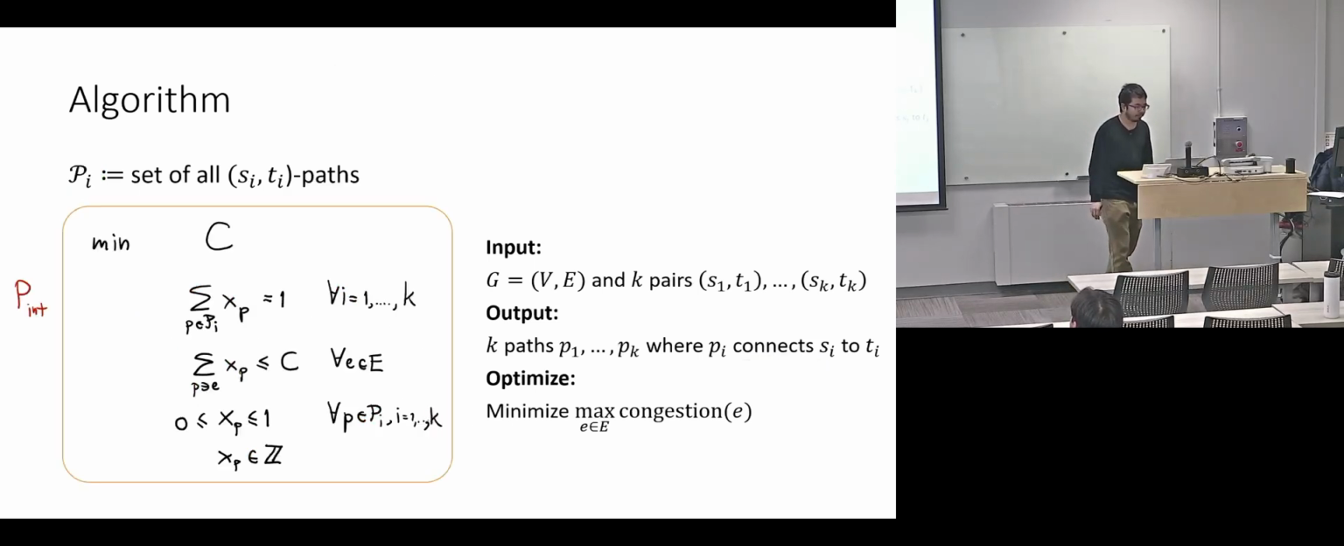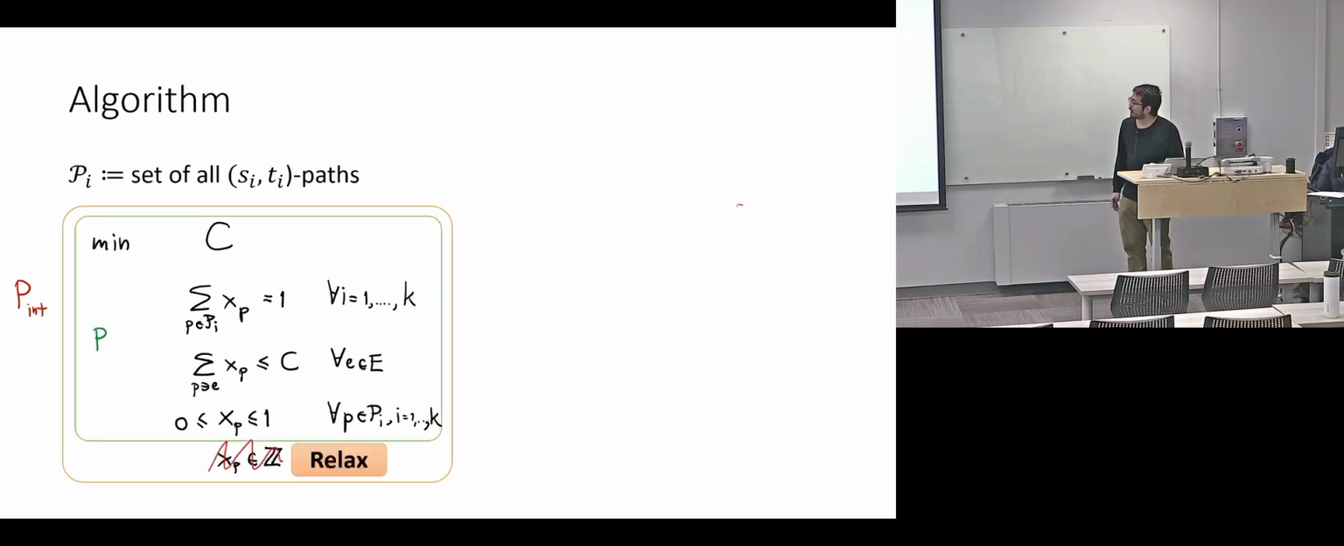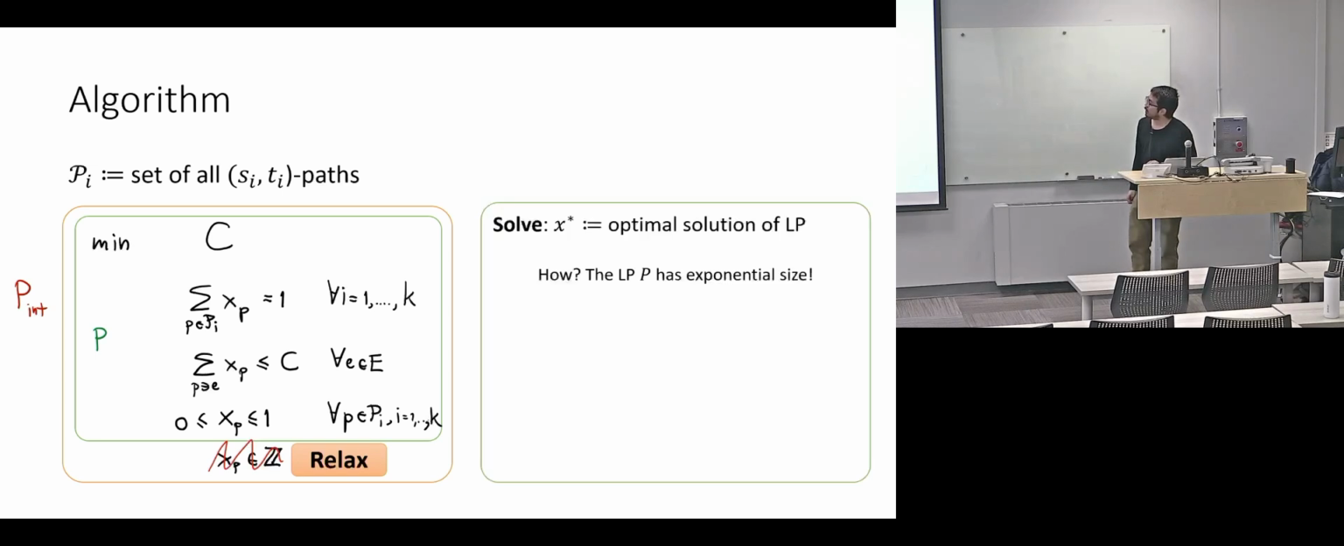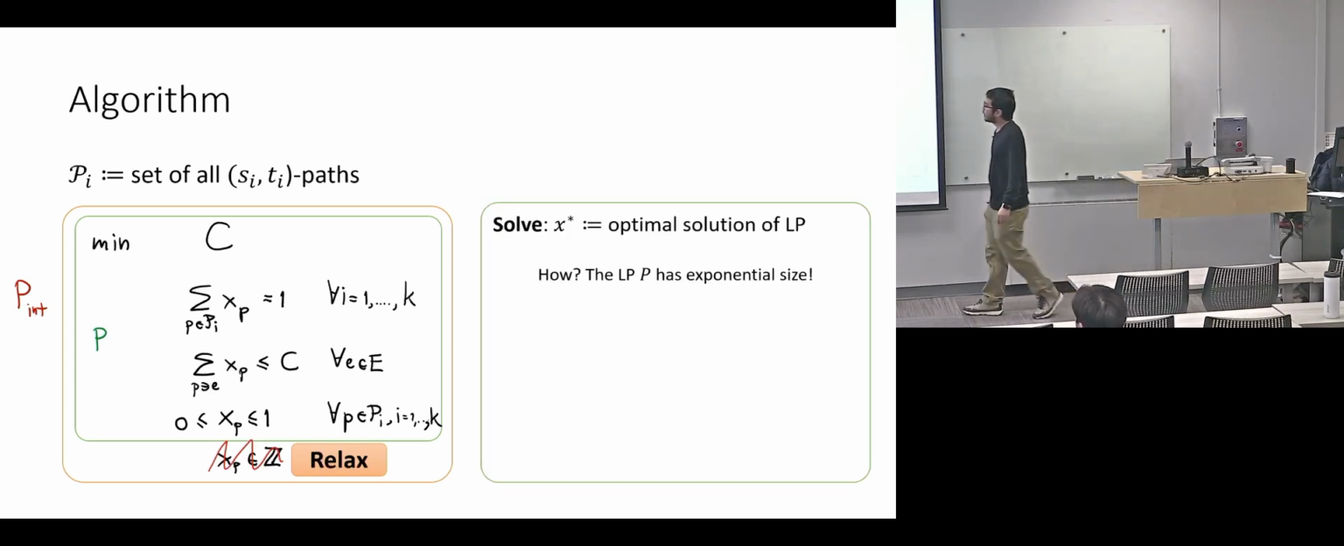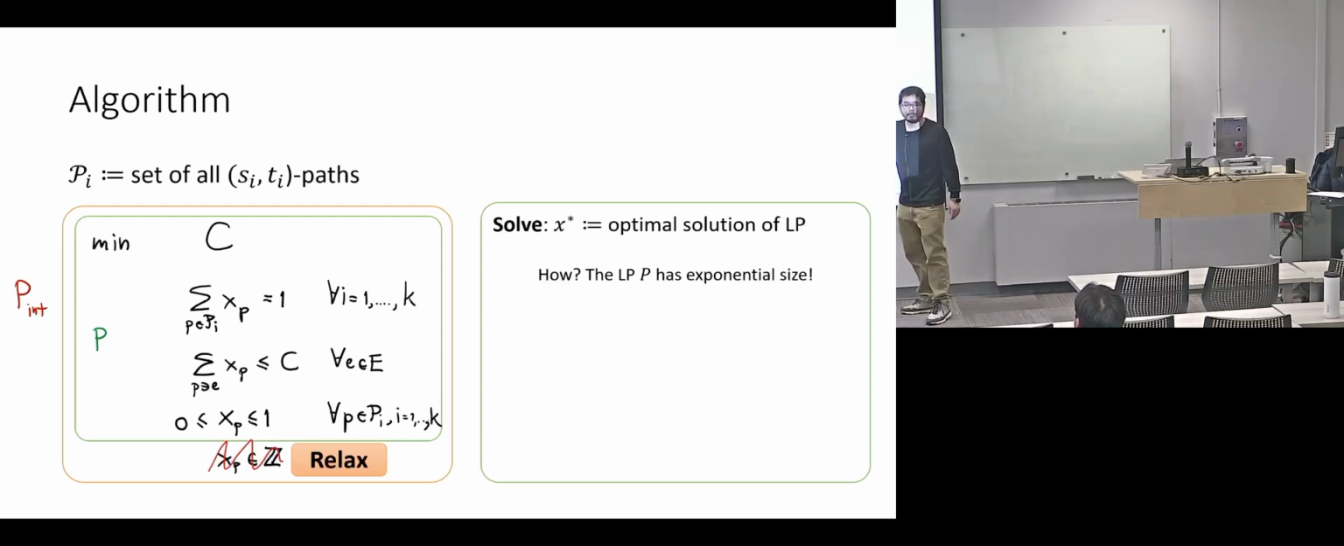And then we can try to solve it. This is an IP, so you follow the template, relax it, and then solve it. There is a caveat though. How can you solve this LP? Because this LP has exponential size. The number of variables here is exponentially many.